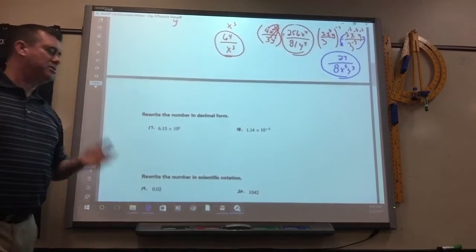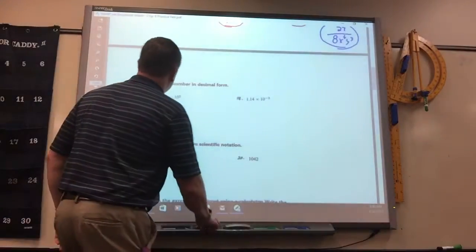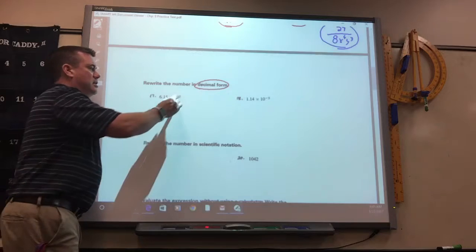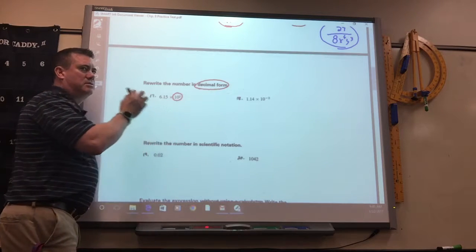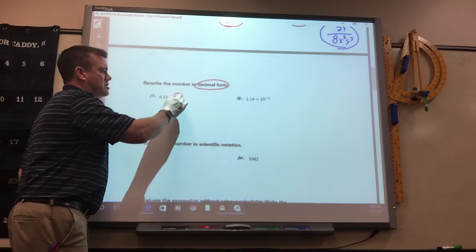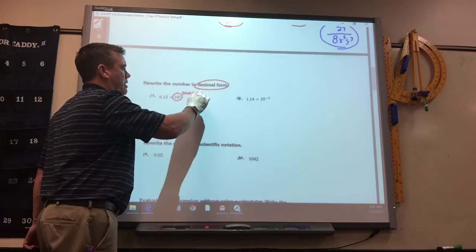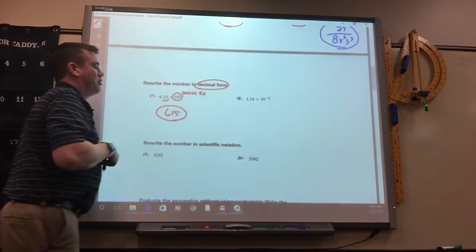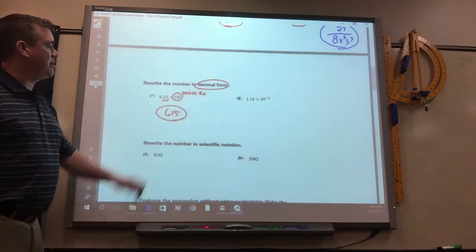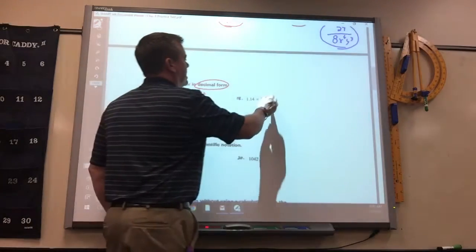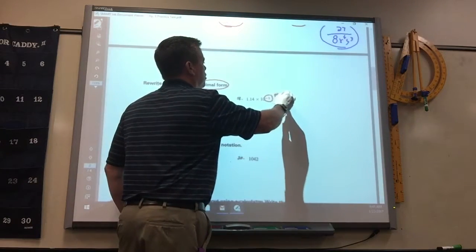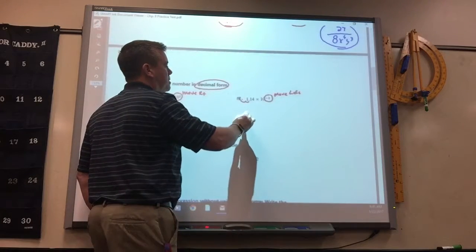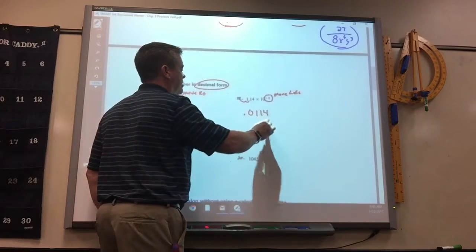Okay, the scientific notation numbers, I think everyone got these down pretty good. Rewriting them in decimal form just means write them as a regular number. So remember, what does that mean to do? Move the decimal 2 spots, and since it's positive, you move it right. 1, 2, so it's just 615. Remember, the decimal moves, it's no longer there. If it's negative, you move it left. So 1, 2 spots to the left would be 0.0114.